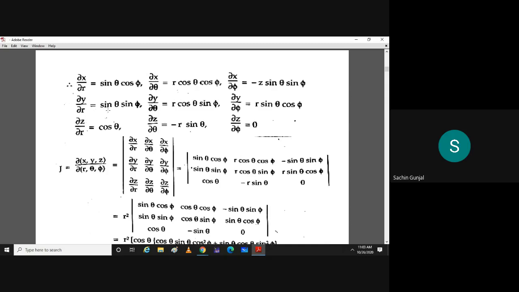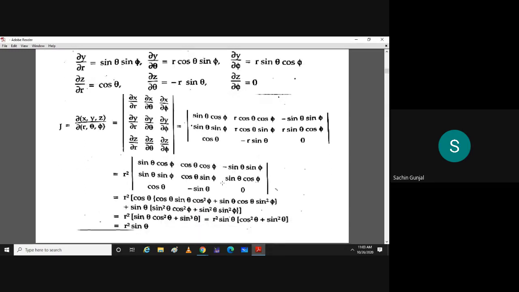Then y with respect to r is sin theta sin phi, y with respect to theta is r cos theta sin phi, y with respect to phi is r sin theta cos phi. Then z with respect to r is cos theta, z with respect to theta is minus r sin theta, and z with respect to phi is 0. If you substitute these values in the determinant and simplify a bit, applying properties of determinants, you will get the Jacobian as r square sin theta.